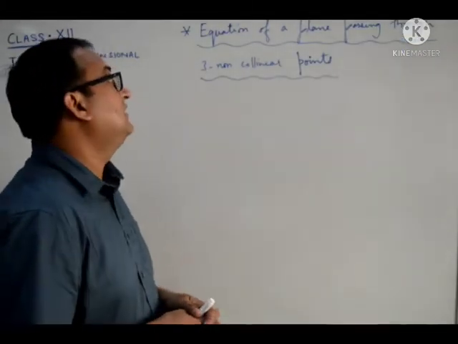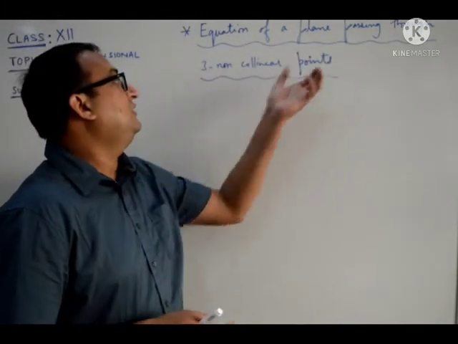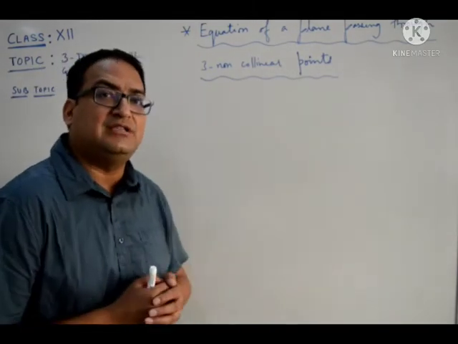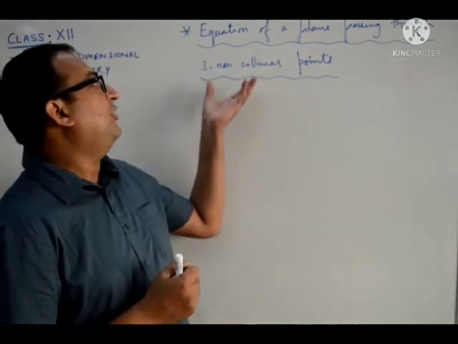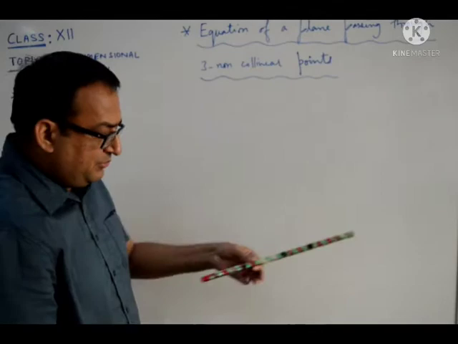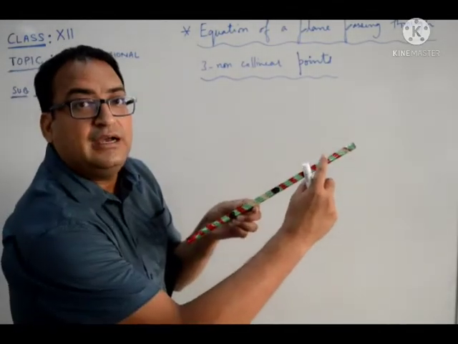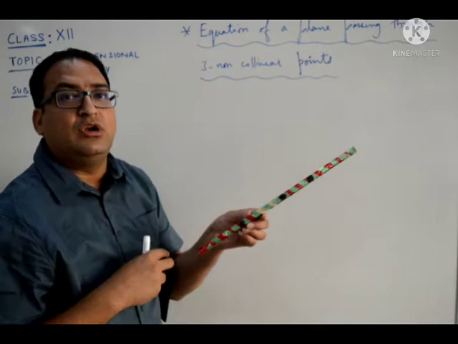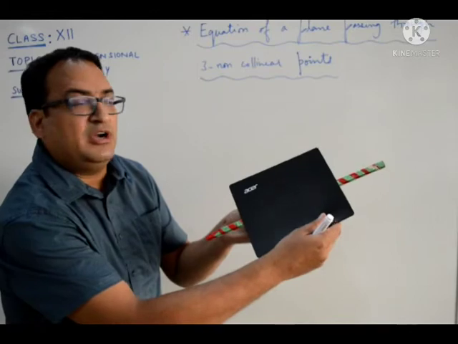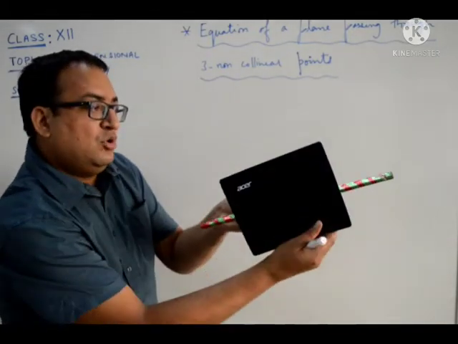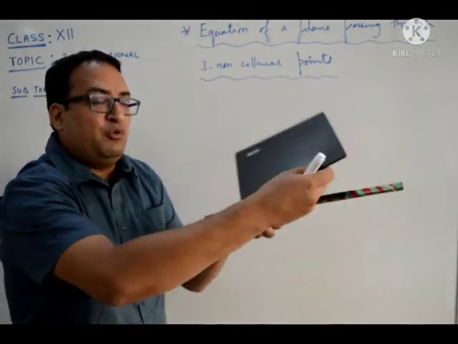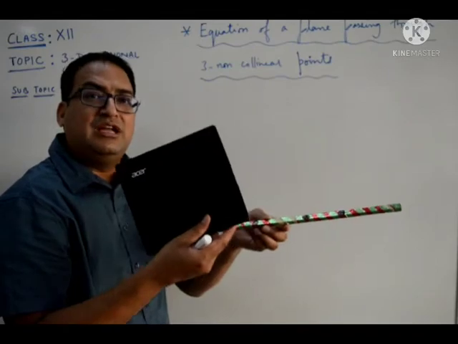Next form of plane is the equation of a plane passing through 3 non-collinear points. So we have 3 non-collinear points in space. The reason the points should be non-collinear is because, suppose just imagine we have 3 points which are collinear. You can clearly see this is a plane passing through these 3 points, this is also a plane passing through these 3 points. So in fact the plane will not be fixed in the space. If the points are collinear, there is a problem, the plane is not uniquely determined.